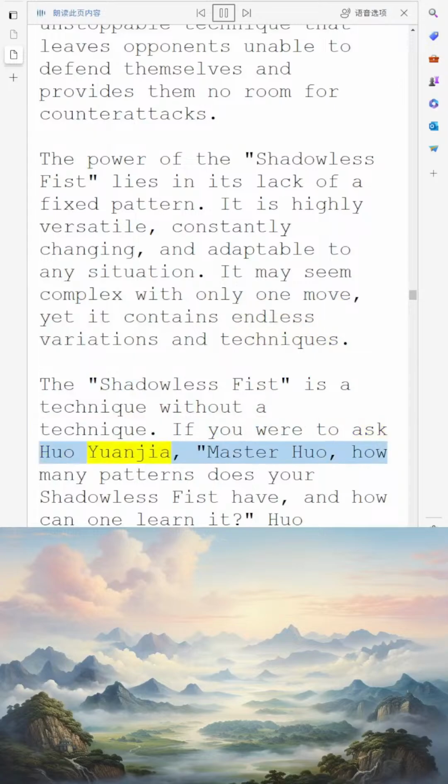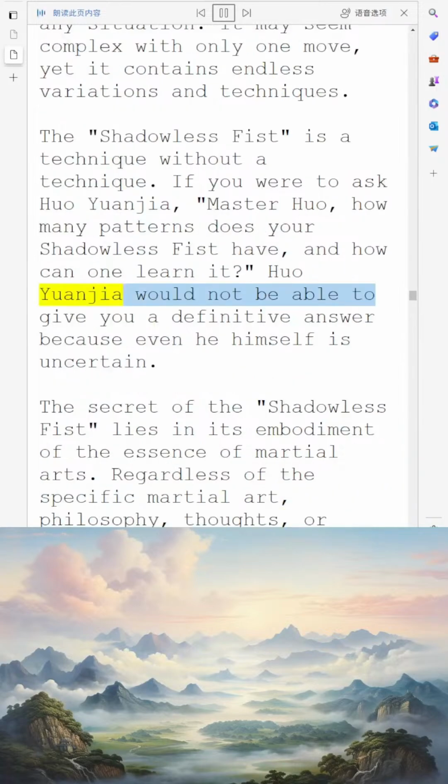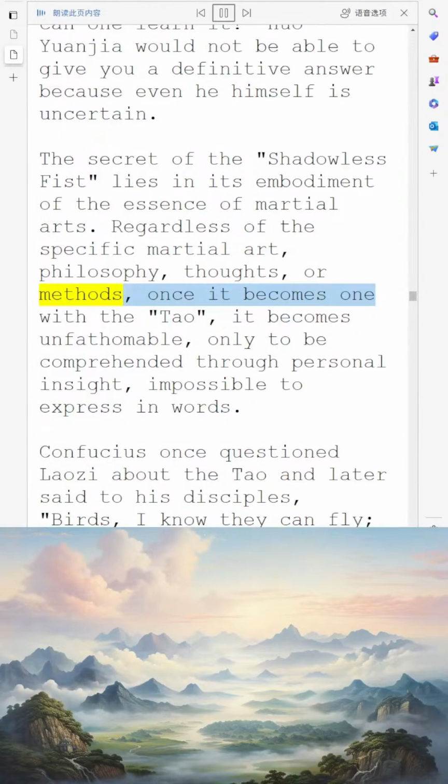If you were to ask Hua Yuanjia, "Master Hua, how many patterns does your shadowless fist have, and how can one learn it?" Hua Yuanjia would not be able to give you a definitive answer because even he himself is uncertain. The secret of the shadowless fist lies in its embodiment of the essence of martial arts. Regardless of the specific martial art, philosophy, thoughts, or methods, once it becomes one with the Tao, it becomes unfathomable, only to be comprehended through personal insight, impossible to express in words.